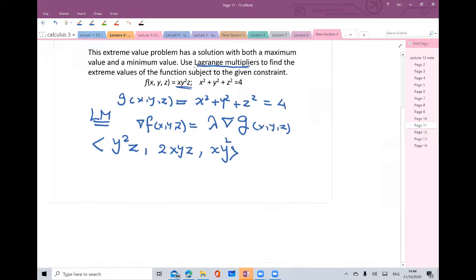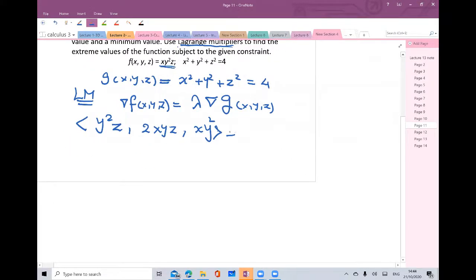This is the gradient of the function f, equals a scalar multiple, I'll call it lambda, times the gradient of g. And g here is what? x squared plus y squared plus z squared. So I have (2x, 2y, 2z). That's it, I finished.